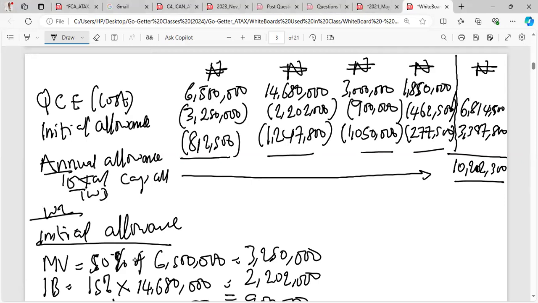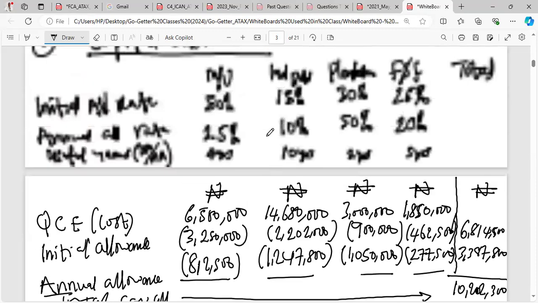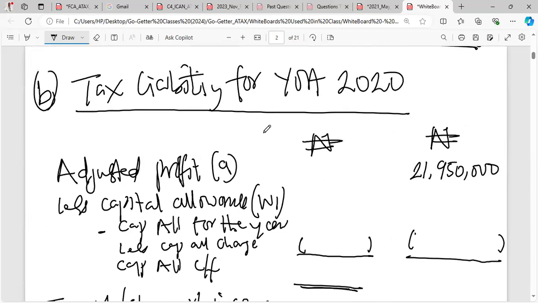Now, I am not bothered about getting the tax written down value for these ones. I don't care about them because I'm not going to use them for anything. I don't want to be wasting my time doing this minus this, because I'm not needing it for the next year. All I'm after is this capital allowance here, 10,202,300, and I'll take it up down here.